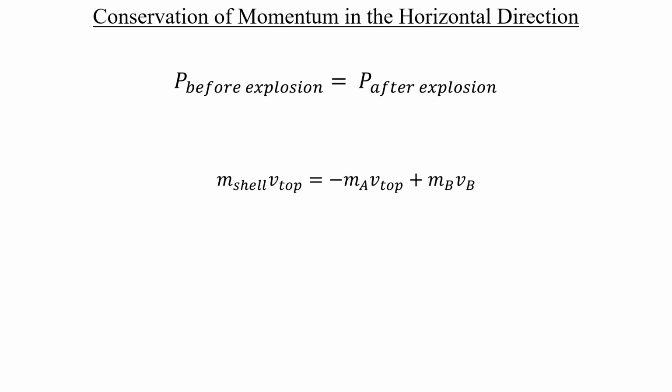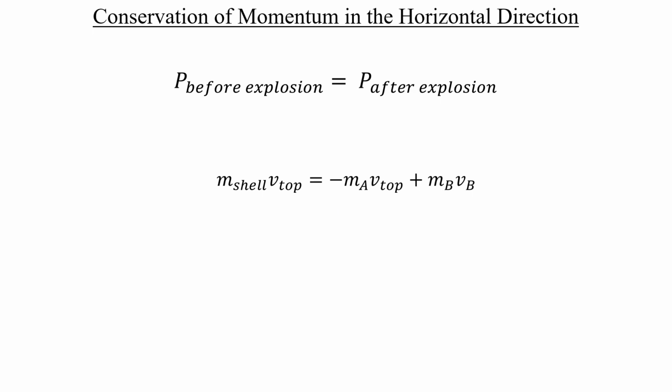You might be wondering, how are we supposed to know that v top goes there? Well, keep this in mind. We're told that fragment A returns to the exact location that it started from when the cannon was launched. And if that's the case, then it must have the exact same velocity as the shell did before it blew up, but in the opposite direction. So that is the reasoning behind why we have this v top here. And also, it's negative, so that it moves in the left direction.